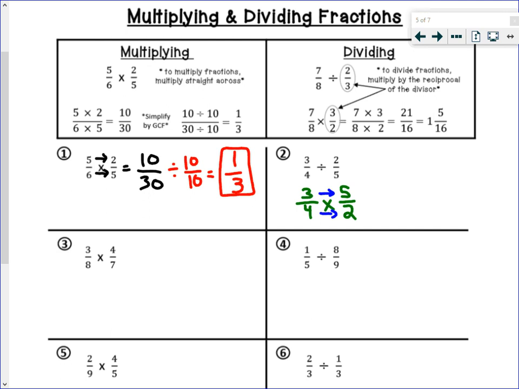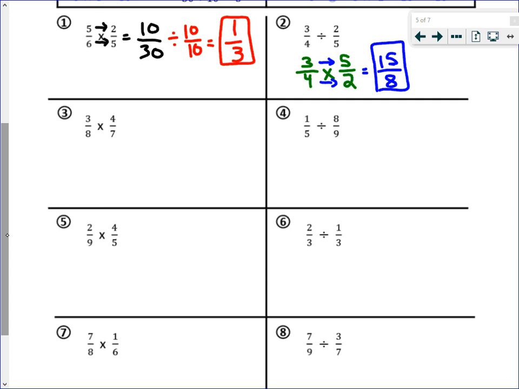So I have 3 times 5, which is 15. And then I have 4 times 2, which is 8. I can't simplify that, so I'm going to go ahead and keep it as 15 over 8. You do not have to change it to a mixed number. So go ahead and keep it as the improper fraction. So 15 over 8. Look at number 3, we're going to multiply across.